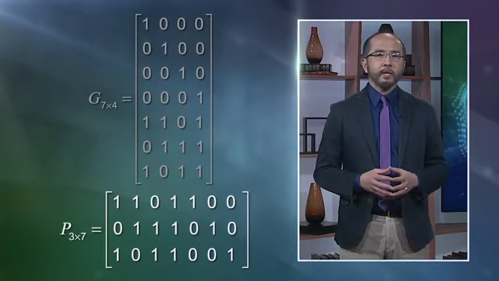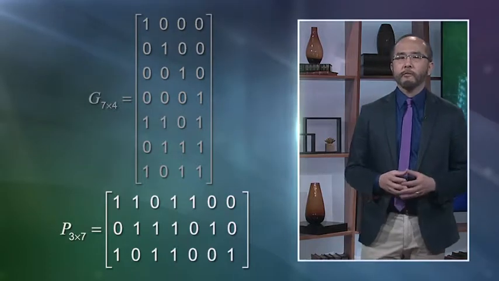Now there's also another matrix called the parity check matrix, P, which should take a received code word and check if it is a legitimate code vector. So it should take in a 7-bit vector and spit out a 3-bit vector, 1 for each check digit. It is a 3 by 7 matrix that looks like this.